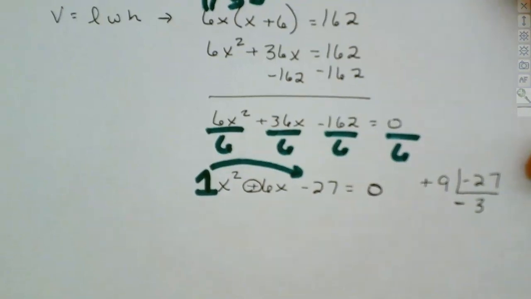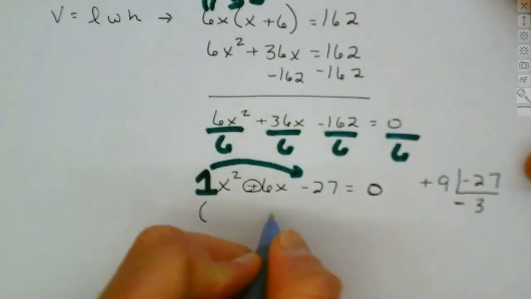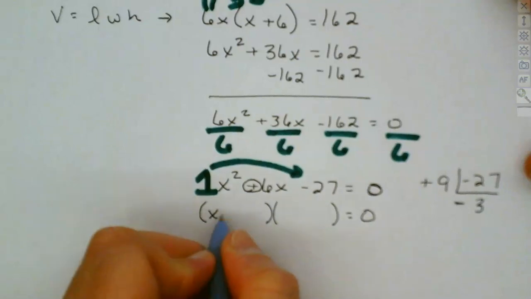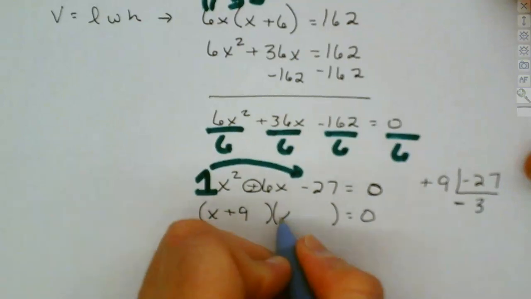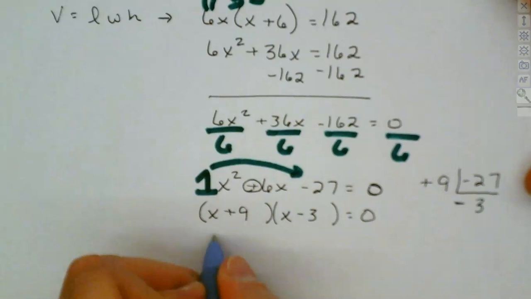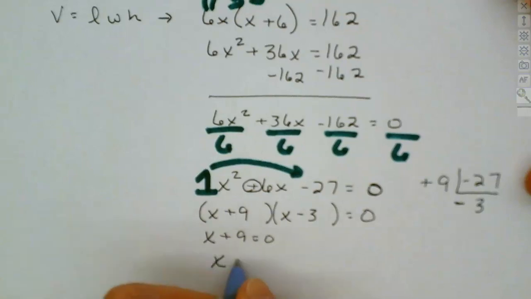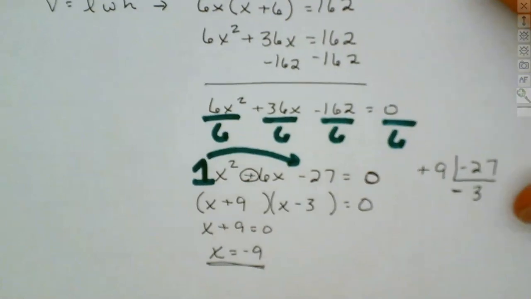Do we have to do factor by grouping? No, because it's a 1 here. If it would have been a 6, we would have to do more work. This one is a 1 in front, so we can now factor it out. And that is x plus 9, x minus 3. So be careful with your answers. We've got x plus 9 equals 0. We'll move it over. So one possible solution is negative 9.